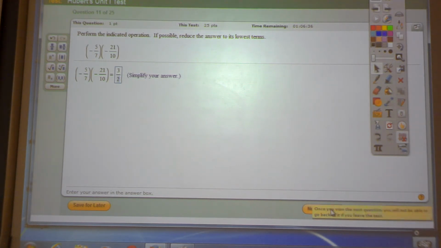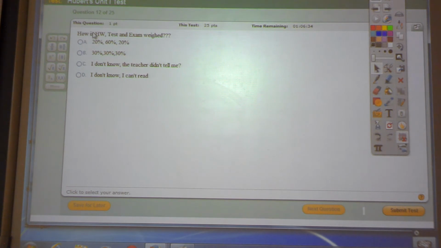Next one. How is homework, test, and exam weighed? 20-60-20, 30-30-30. I don't know, the teacher didn't tell me. I don't know, I can't read. I don't remember. It's 80. It's A. I said it's A. Yeah.